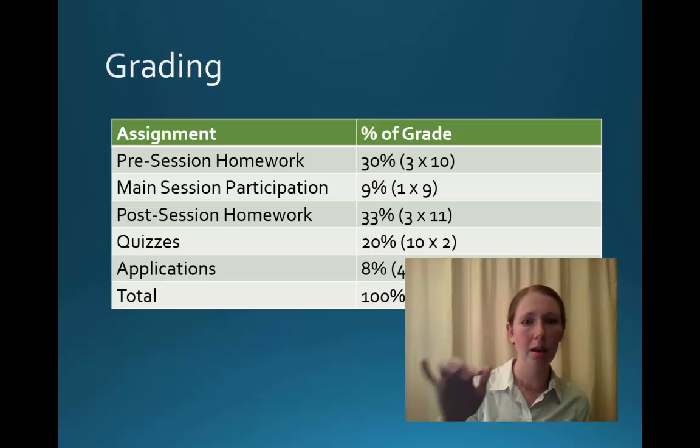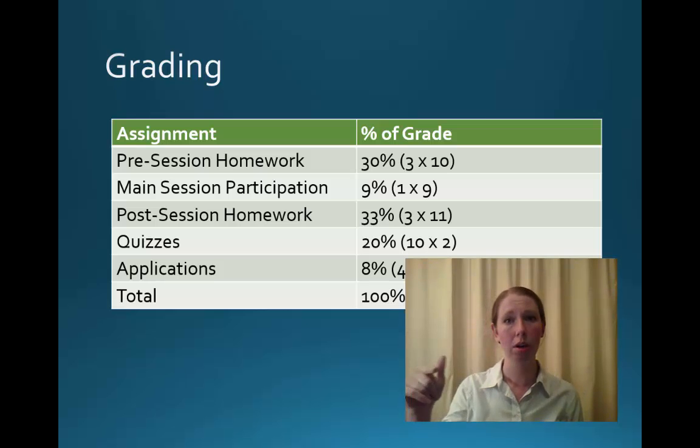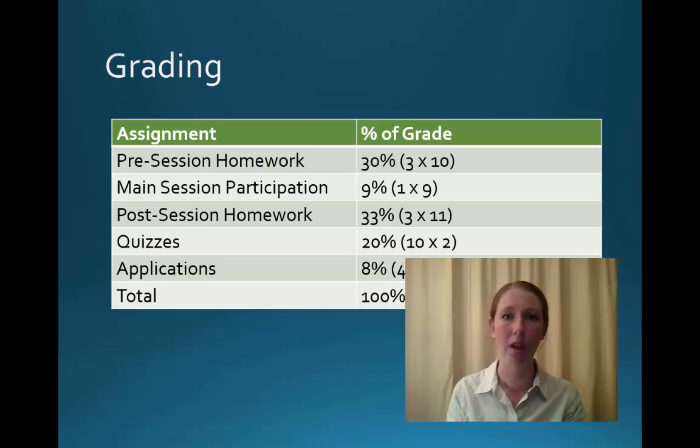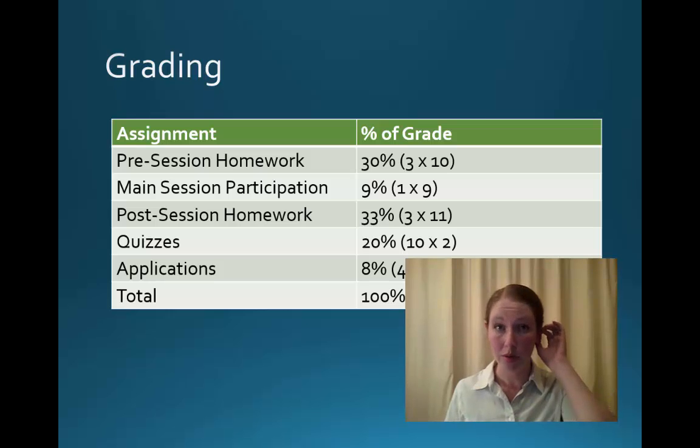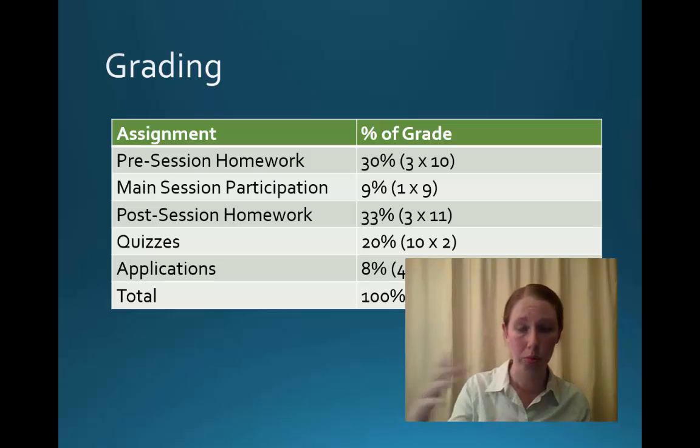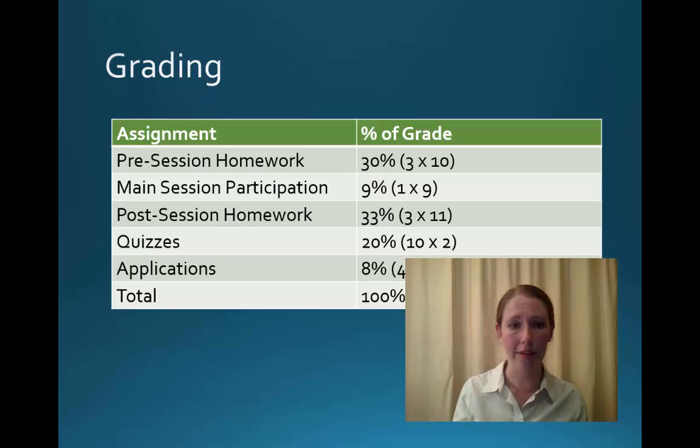And then there's going to be post-session homeworks. After the online discussions, there's 11 weeks in the term, and there's 1 each week where you'll go and write something in an online post and reply to 2 people. Those are worth 3 points each week, and there's 11 of them.